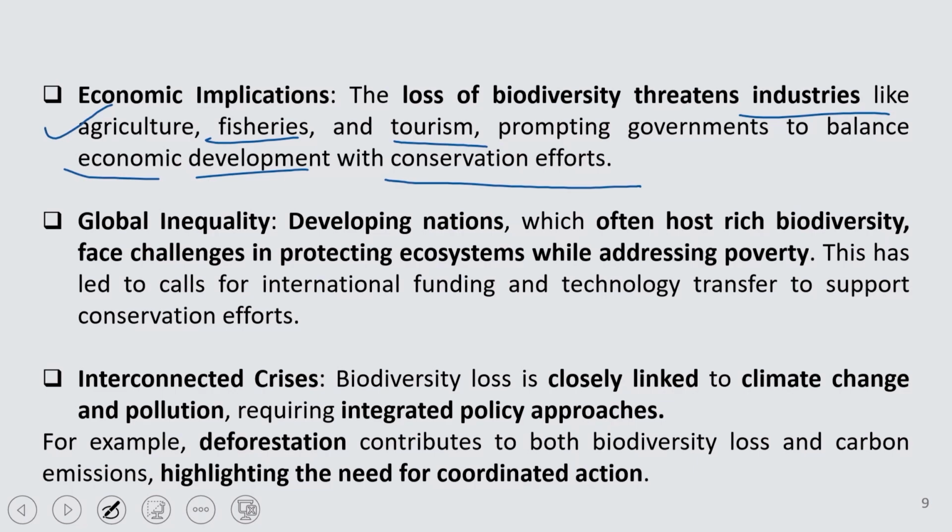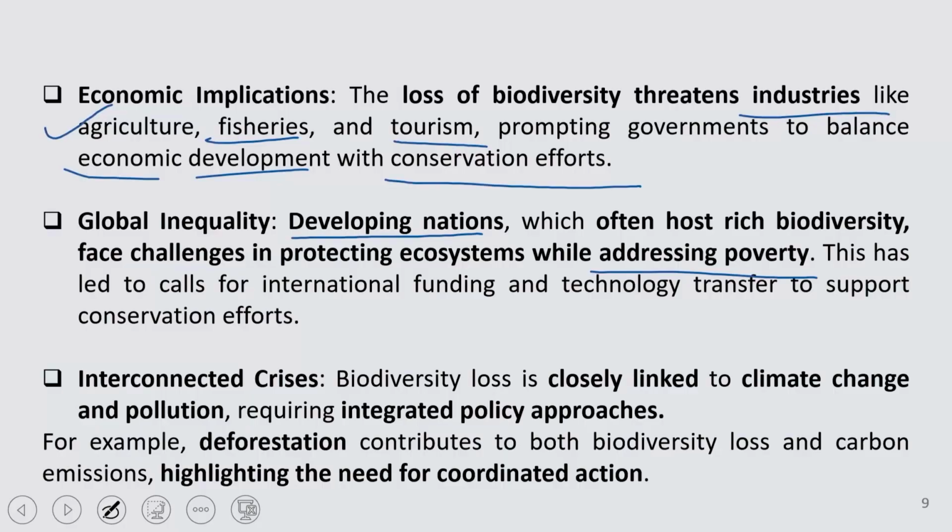Developing nations, which often host rich biodiversity, are facing challenges in protecting ecosystems while addressing poverty, because it is a fundamental and critical issue in front of developing countries how to maintain a balance between economic growth and sustainable development. Because as we all know, due to their economic condition, developing countries are more focused on economic growth and other factors which may uplift their economic situation. So this has led to calls for international funding and technology transfer to support the conservation efforts made by the developing countries.